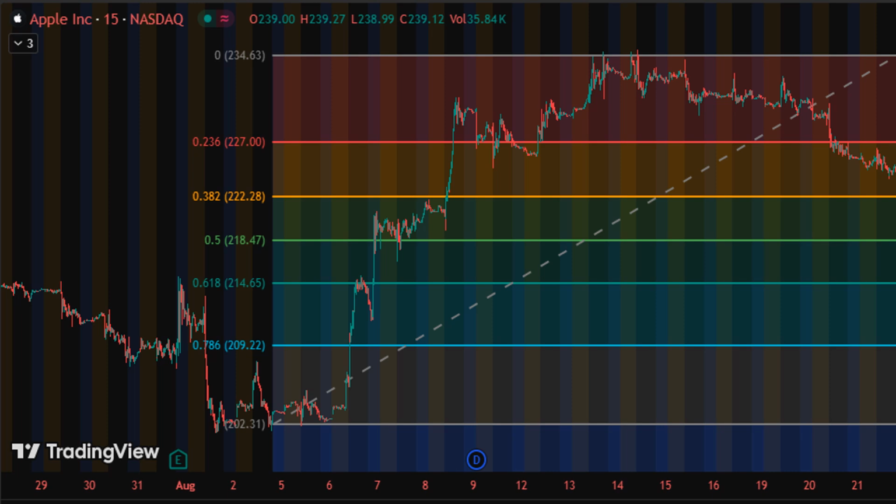In an uptrend, Fibonacci retracement lines act as support, while in a downtrend, they act as resistance. On the other hand, Fibonacci extension lines act as resistance in an uptrend and support in a downtrend.